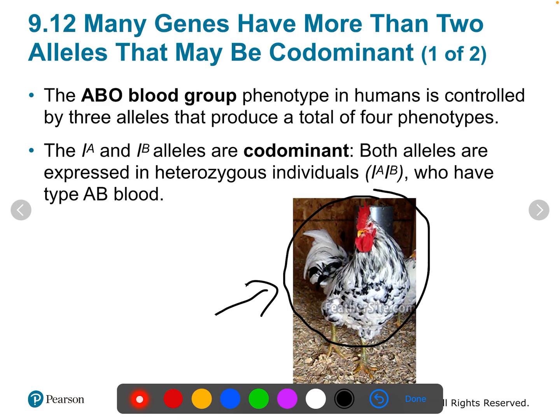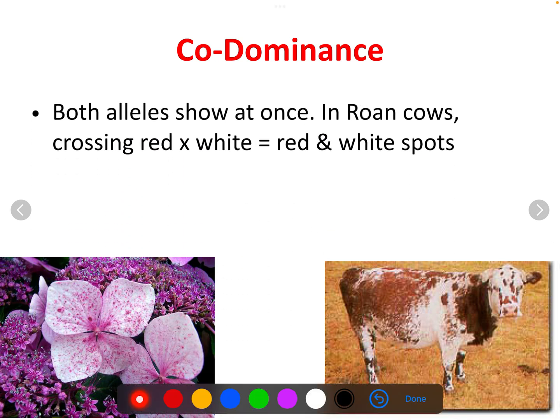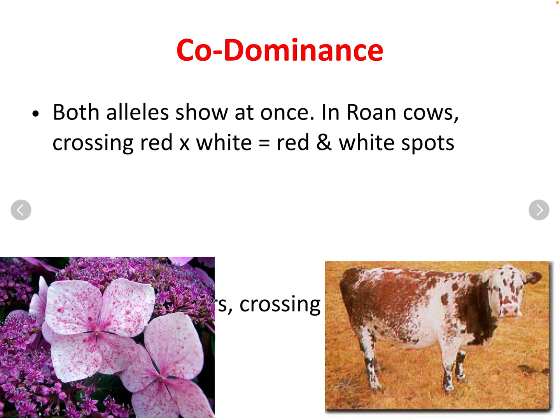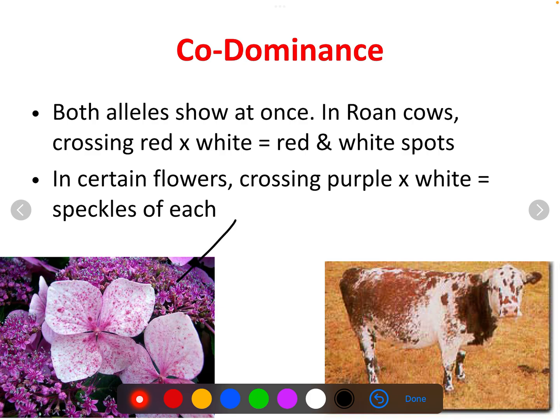Blood is also another example. We have type A blood and we have type B blood, but we also have type AB blood because type A and type B are both codominant. Here are some other examples. You can see the flowers on the left. Purple and white doesn't give you purple or white or a light intermediary color like in incomplete dominance. You literally end up with purple and white specks together.